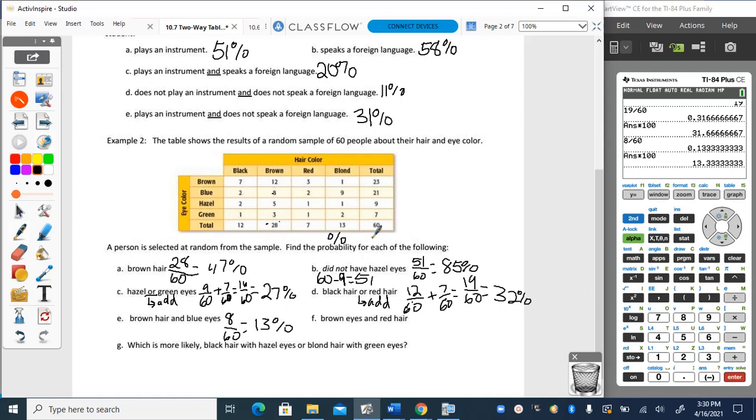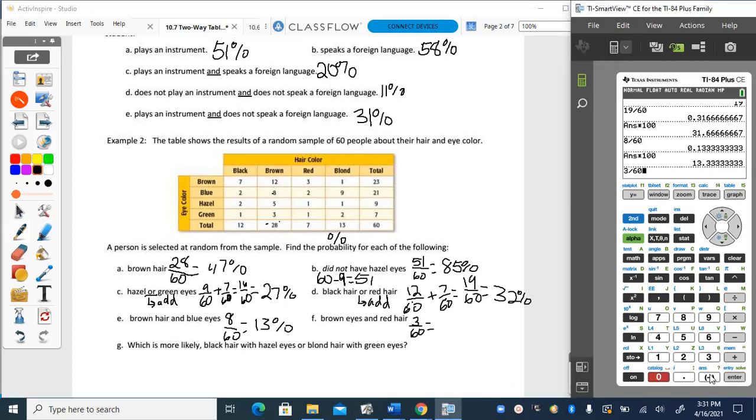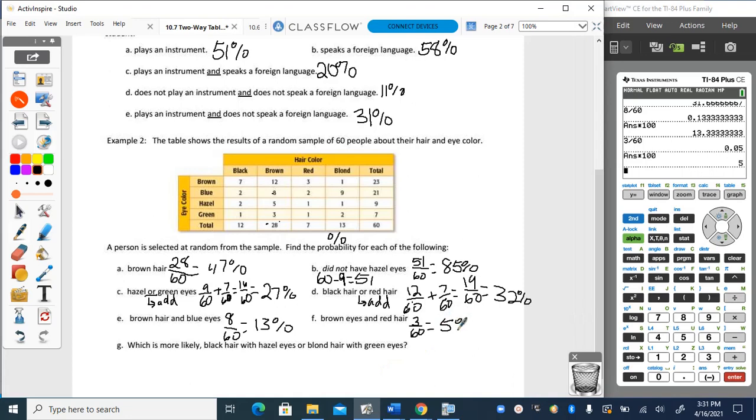So we have brown eyes and red hair. So let's go to the brown eyes. There we go. Now let's go meet it at red hair. So that would be the and, that 3. So we have 3 over 60. And let's find that percentage. 3 divided by 60. 0.05 times 100. And that gets us 5%. There we go.